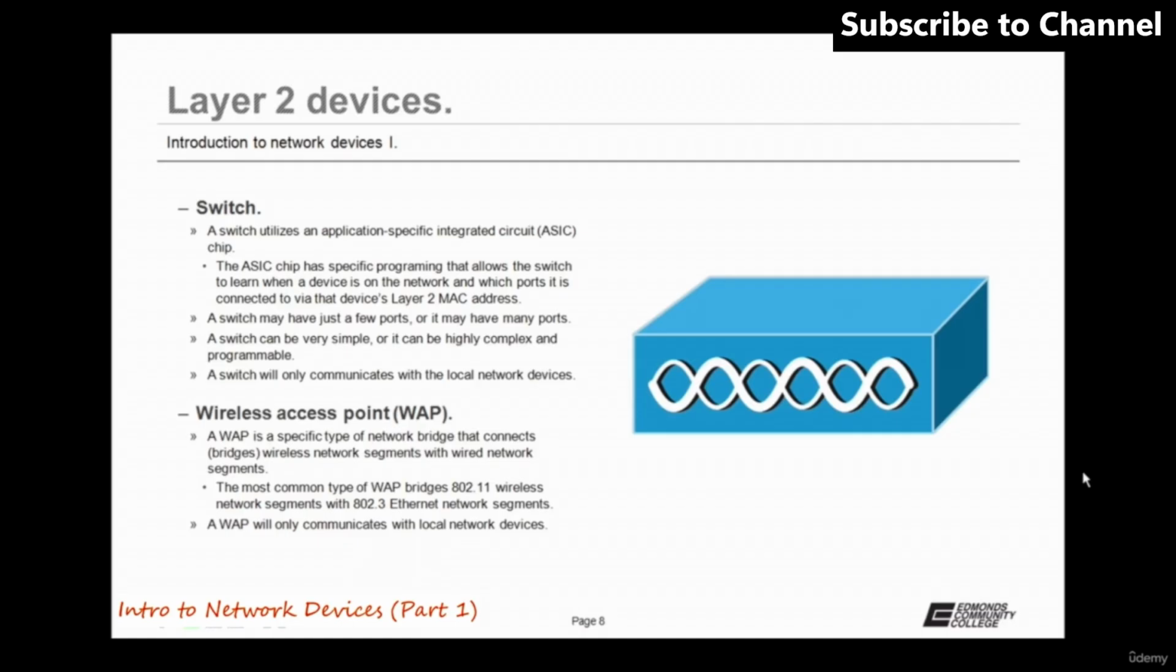Another Layer 2 device that we need to talk about is the wireless access point, the WAP. A WAP is a specific type of network bridge that connects, or bridges, wireless network segments with wired network segments. The most common type of WAP bridges an 802.11 wireless network segment with an 802.3 Ethernet network segment. Just like a switch, a wireless access point will only communicate with local network devices.